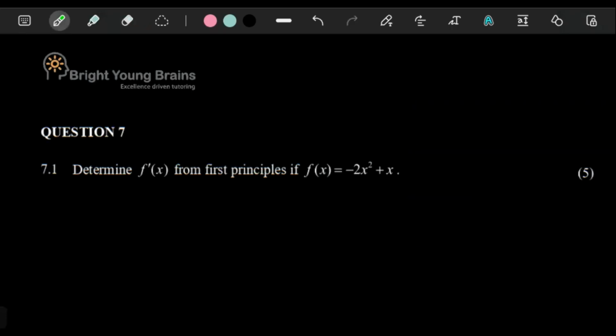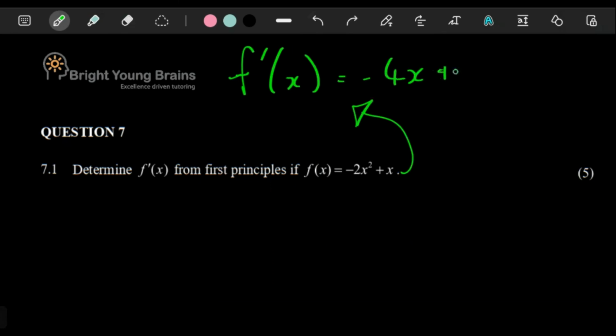Question 7 here, first principles question. The one thing I always do with first principles questions is try to differentiate using the short method, so that you see what answer you're working towards. Differentiating this, you're going to have f of x, and then the negative 4x as your derivative. And then here plus 1, because when you differentiate this, it's 1 times 1, which is a 1, and then the 1 minus the 1 gives you x to the power of 0, which is fine. So this is what we should be working towards.